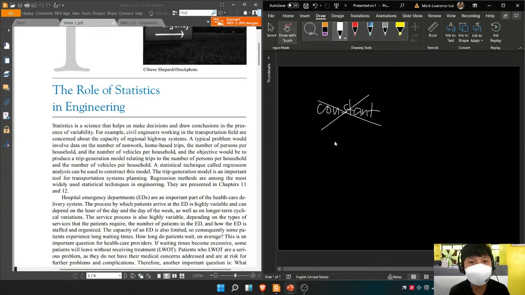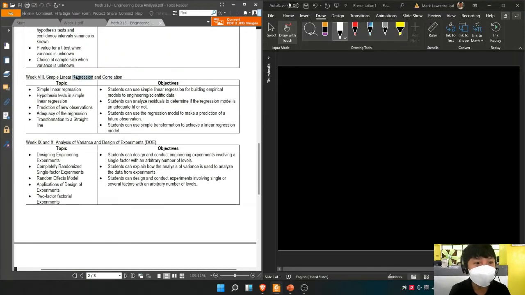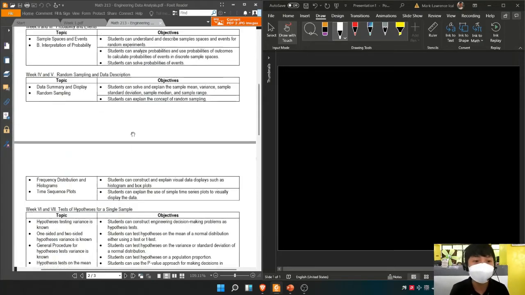When they say nothing is constant except change, that's a very vague way to say it. So how can we design road networks such as this? One good example is using regression methods. We're going to learn regression analysis in the last part of engineering data analysis, simple linear regression and correlation.